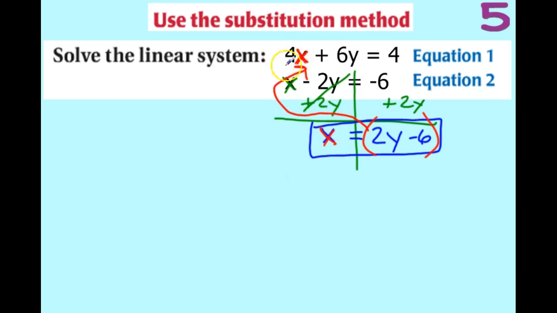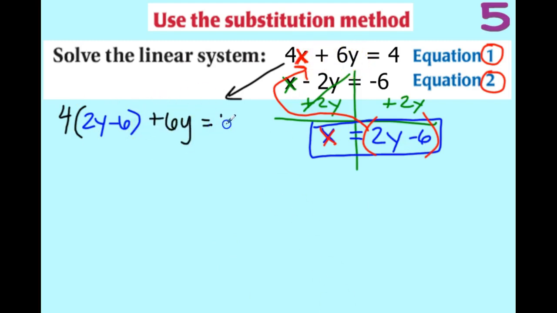Notice I'm plugging it into the other equation. You could call this equation 1. Oh, they already have that here. And equation 2. I'm taking equation 2 and I'm plugging it into equation 1. So I'm going to rewrite equation 1. It says 4x, and x is really 2y minus 6. Then it says plus 6y equals 4.